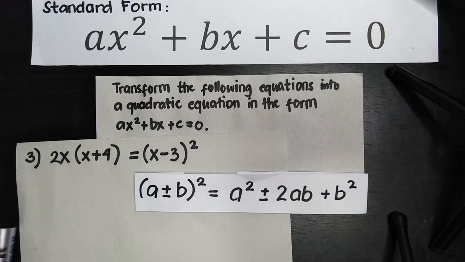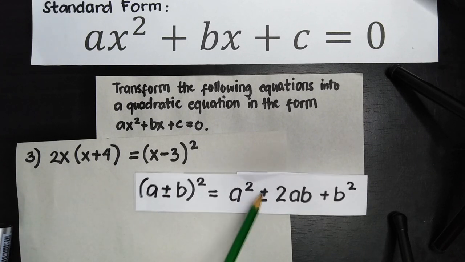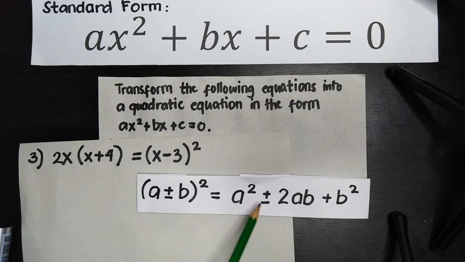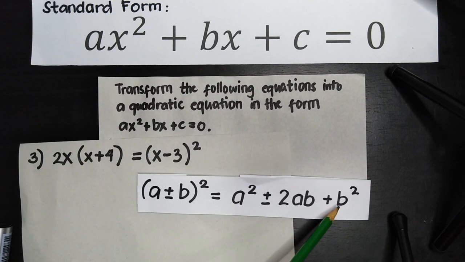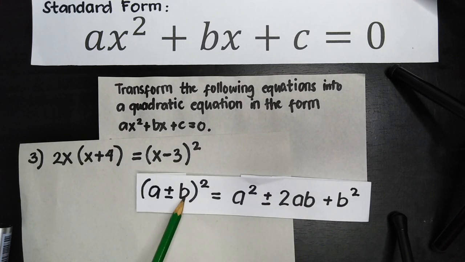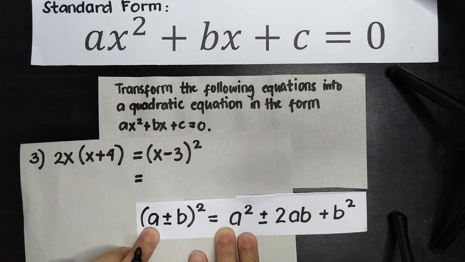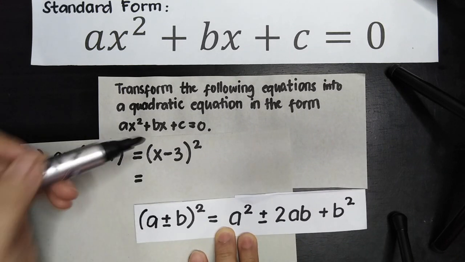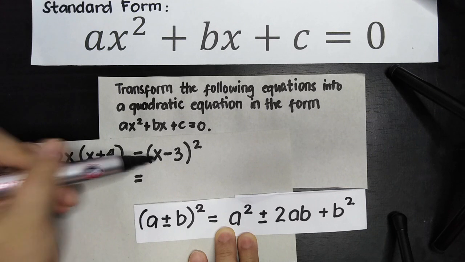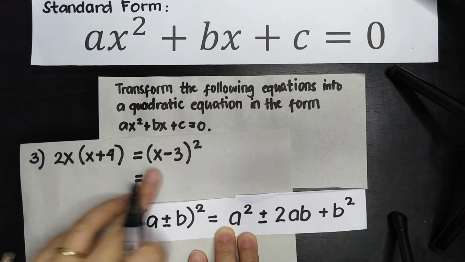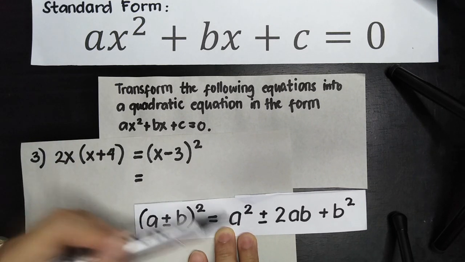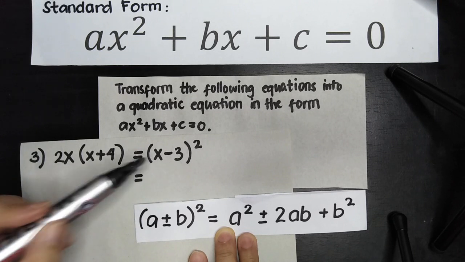So, the positive, we will also use positive. The negative, we will also use negative. And then, the last term is the square of the second term here. So, the A here stands for X. So, we will just mimic it. Whatever happens here, we will mimic here. Let's apply the special product.